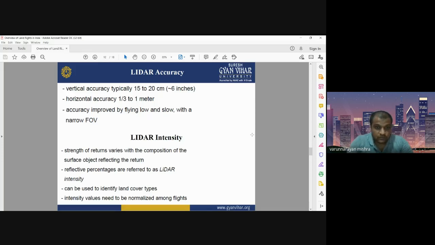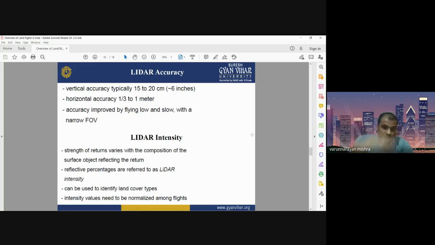When we use lidar, it will provide up to 15 to 20 centimeters of vertical accuracy, and horizontal accuracy of up to one-third of a meter to 1 meter. The accuracy can be improved by flying low and slow with a narrow FOV. If we fly at low elevation, with a slow speed of the aircraft, and use a narrow FOV, the narrower the FOV, the more improved accuracy we will have.